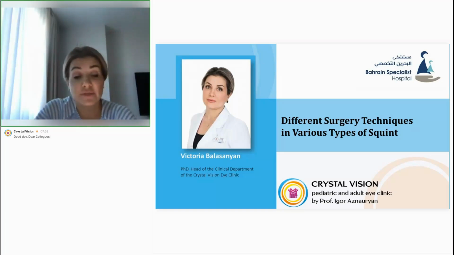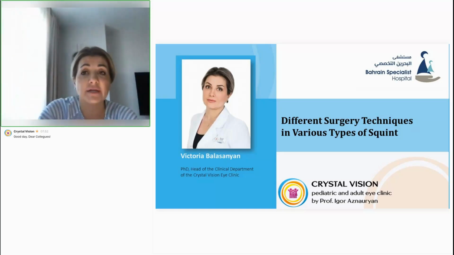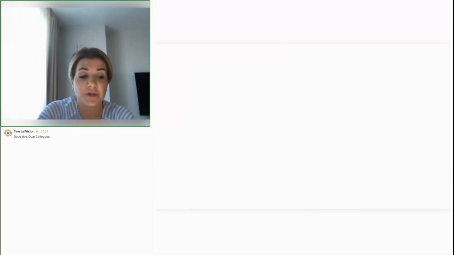Mainly about strabismus surgery, but we will also touch a little some aspects of diagnosis and examination for patients with strabismus. And it's very important for calculating the volume of surgery.